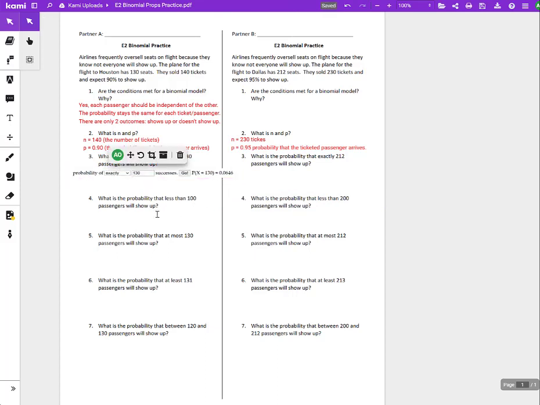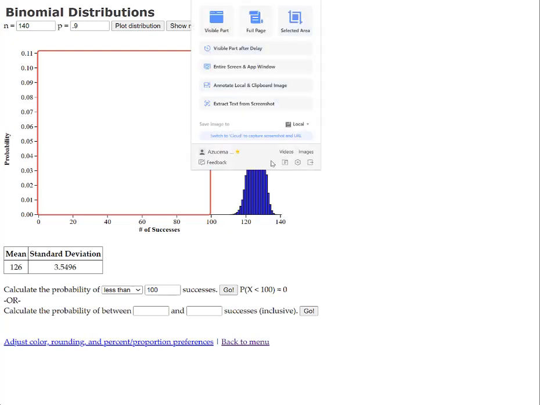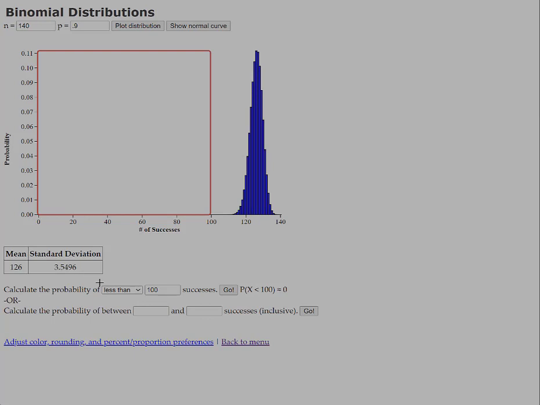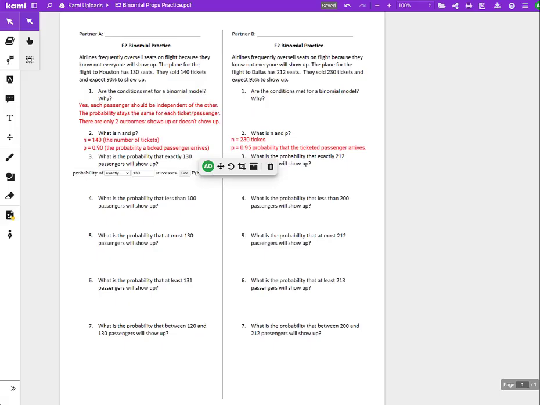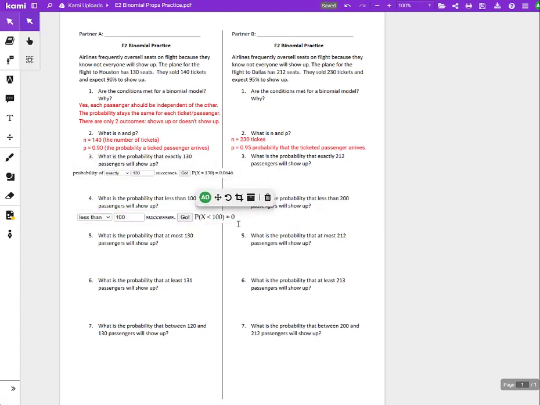All right. Then what is the probability less than 100 passengers show up? So we go in here, and we go less than. Luckily, that word is exactly there. Let's say 100. Go. And it's pretty much 0. Less than 100. Copy. Put it in our dock. All right. So that's the probability of less than 100 showing up.